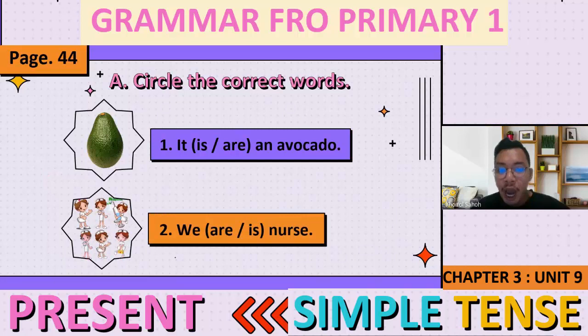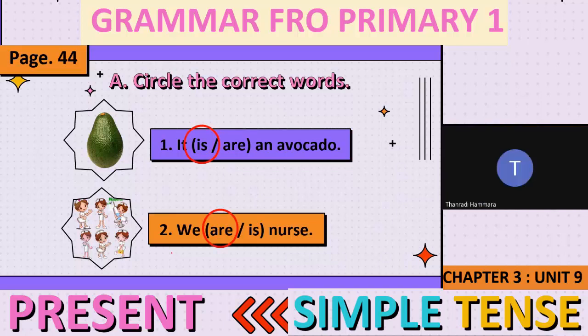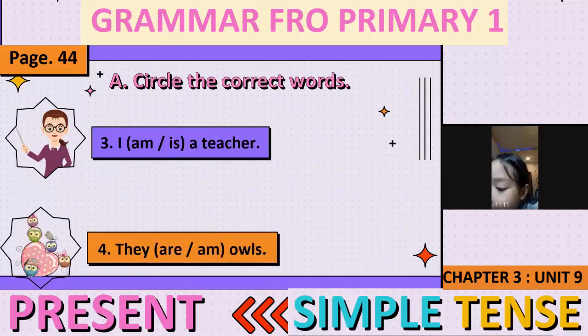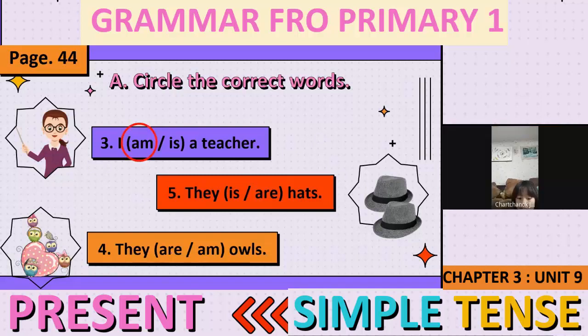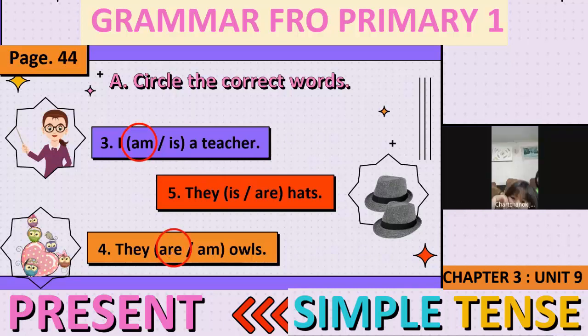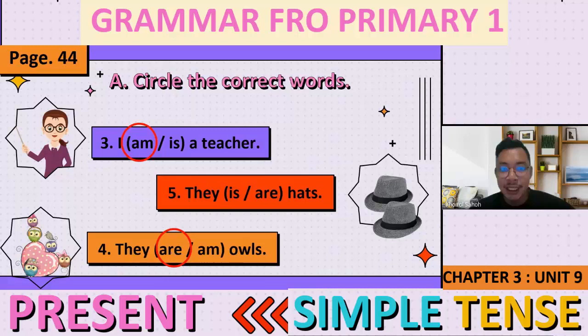Number two, we are or we is nurses? We are. We are nurses. Okay, next. Number three, I am or I is a teacher? I am. I am a teacher. Number four, they are or they am? They are. Very good. Number five, they is or they are hats? They are hats. Very good.